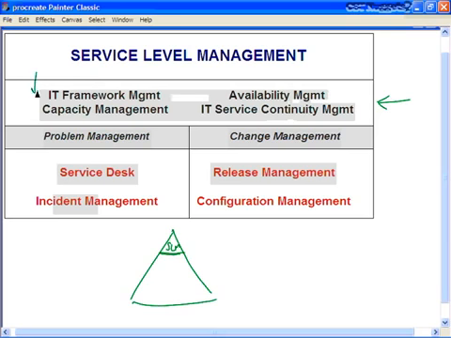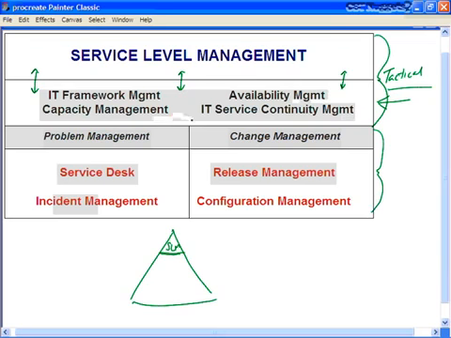So SLM really has a hands-on relationship with these upper tier management processes. As a matter of fact, these upper tier services, service level management, availability, IT service continuity, capacity, and IT framework, are often referred to as the tactical aspect of responsibility. And then down here what we have is really 2 different categories.